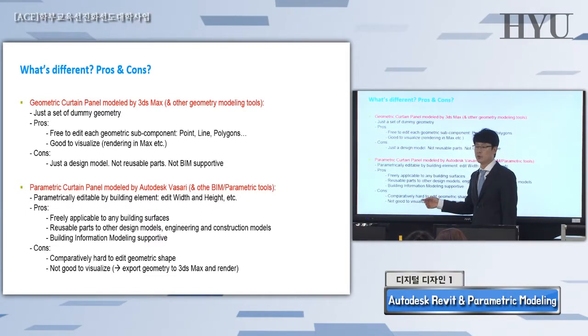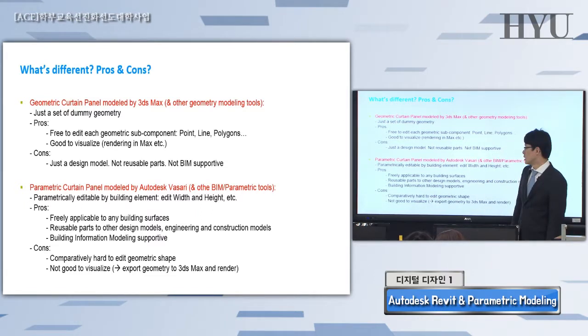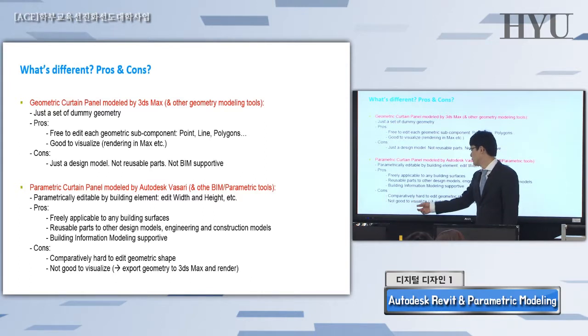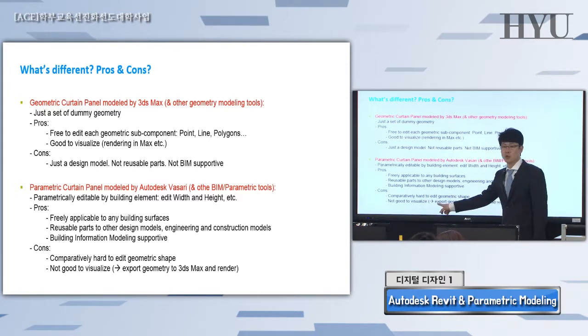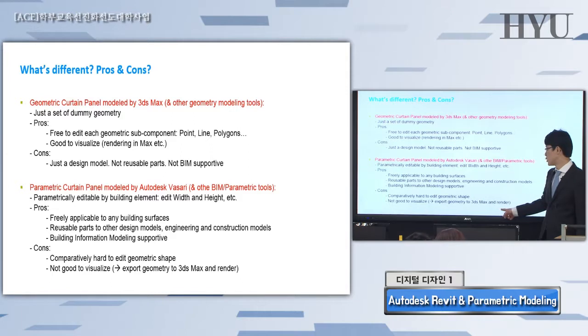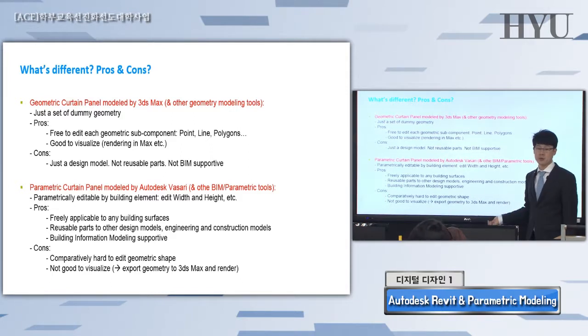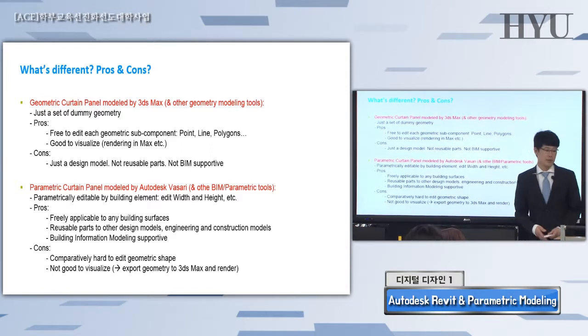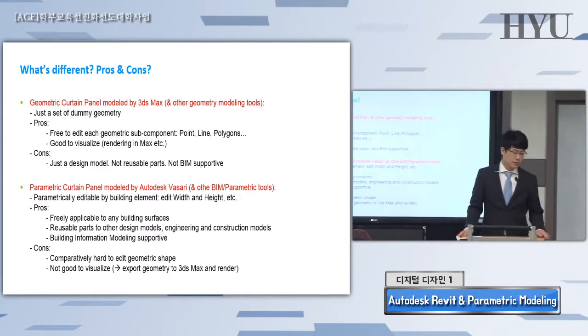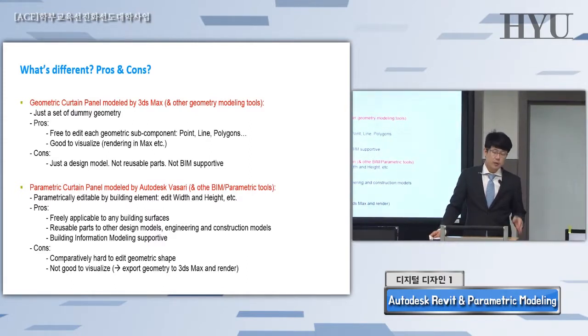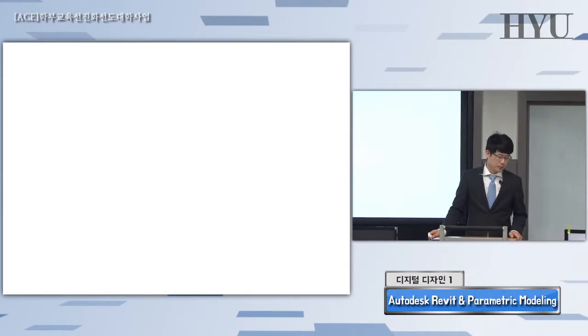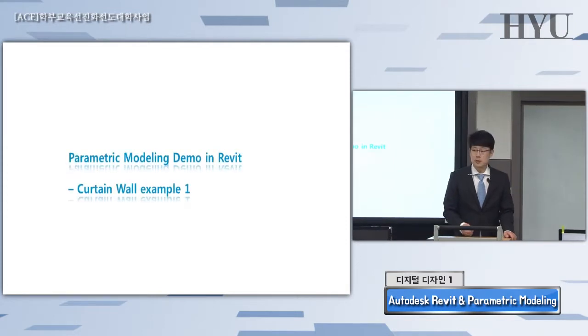There is no way to control subcomponents of geometry. And usually, we believe it's not good to visualize. But we can resolve that problem. Export the geometry to 3D Max or other visualization tools, and then we can generate very nice renders and so on. That is one of our lab exercise parts, okay?